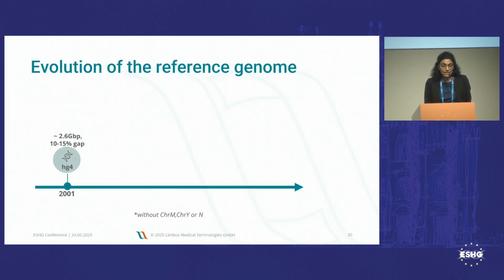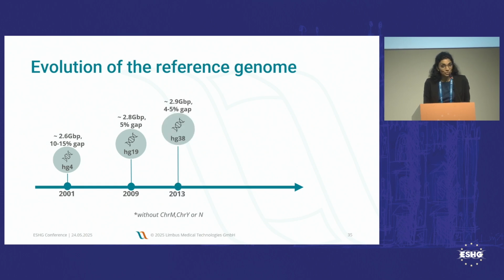What we see here are the UCSC releases. In the 2000-2001 range came the first complete draft of the human genome sequence, hg38. It had 2.6 gigabase pairs, and it still had 10 to 15% of gaps. Nine years later, we had hg38, which had 2.8 gigabase pairs in total, and it still had 5% of gaps which were not represented. Then we had hg38, what we all know, our current standard. It has 4 to 5% gaps.